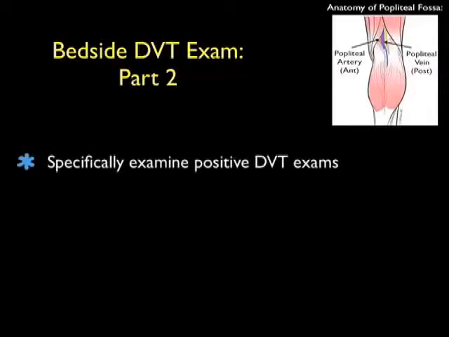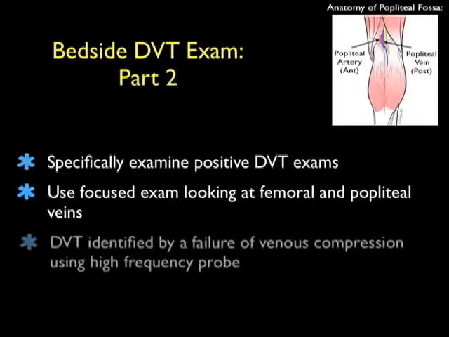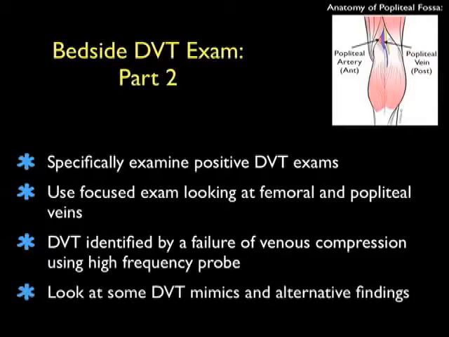Welcome back to Soundbites Ultrasound and part 2 of the bedside DVT ultrasound evaluation. Hopefully you've had a chance to complete part 1 of the module prior, looking at the normal anatomy of the leg veins and normal compression examination looking for a DVT. In this module, part 2, we'll specifically examine positive DVT examinations using the focused exam to look at the femoral and popliteal veins. A DVT will be identified by a failure of venous compression using the high-frequency probe. We'll wrap up the module by looking at some DVT mimics and alternative findings that you may encounter on bedside ultrasound examination of the leg.